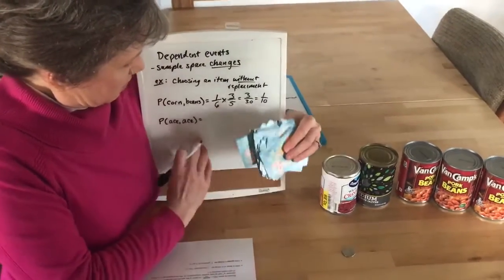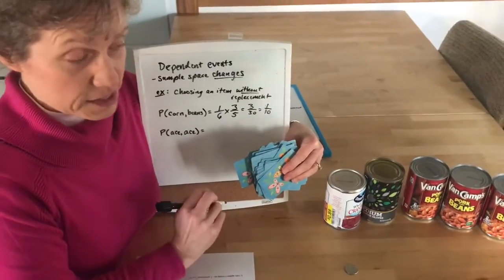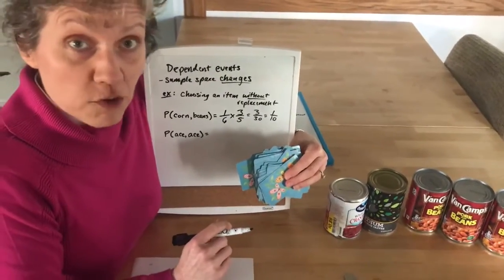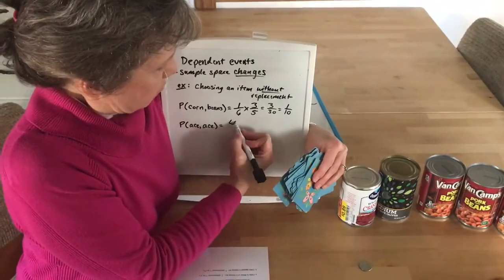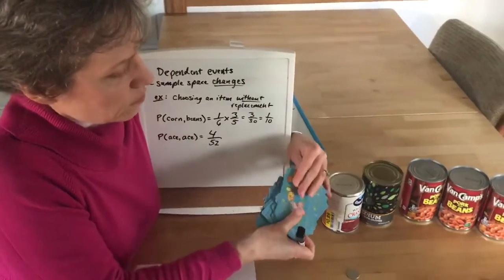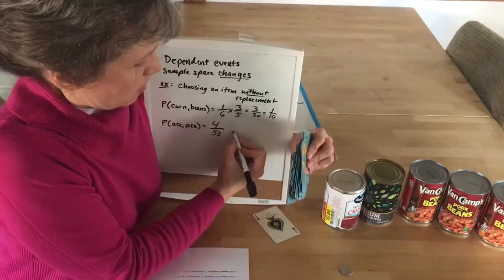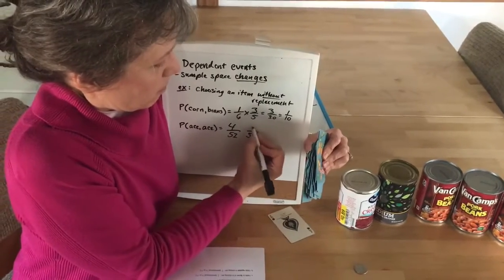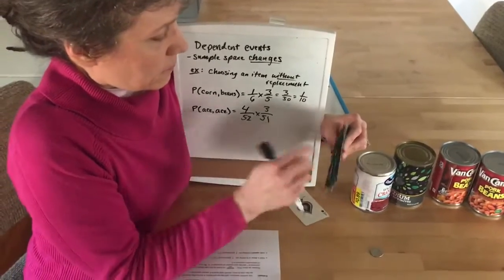For example, if I said, what's the probability of picking an ace and then another ace from the same deck without replacement? Okay, the first time I have 4 aces out of the 52 cards in the deck. But once I take out that ace, now I only have 51 cards remaining, and only 3 of those are aces. So this would be my probability.